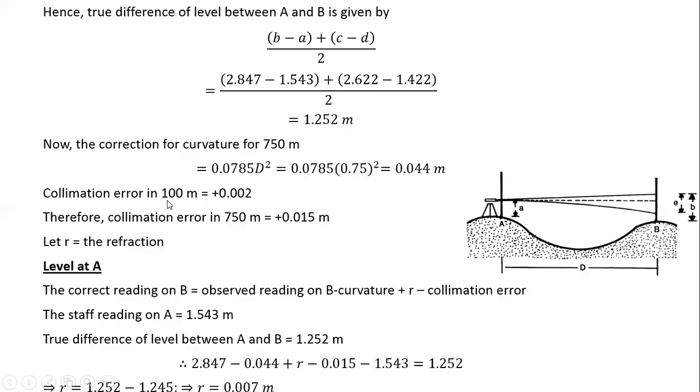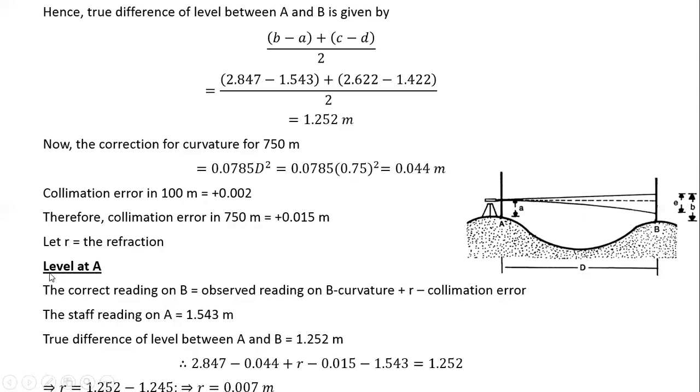I know the collimation error is given as plus 0.002 in 100 meter. So I have to calculate this for 750 meter here. This 750 meter you can calculate very easily. This comes out to be 0.015 plus. So in 100 meter it is this one, so calculate the unit value here, and then finally calculate for 750 meter. Now suppose let R be the refraction here, because I have to find out the refraction.